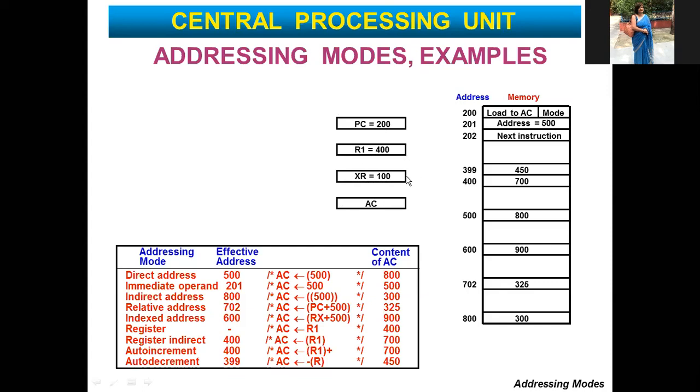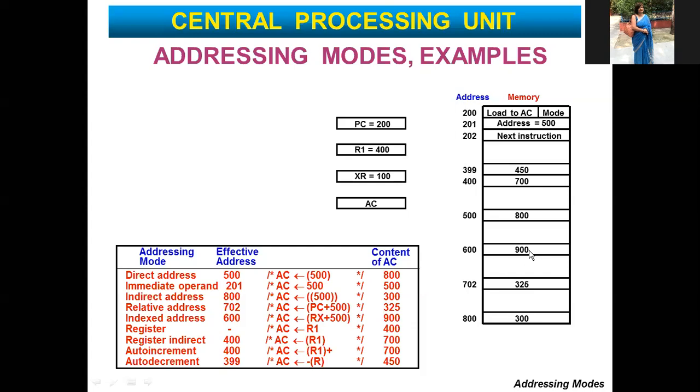500 plus 100 will become 600, and 600 will become your effective address. Throughout the memory you need to search for the value at 600 under the addresses, and here we find the value at 600. At the 600 location we can view that the value of the operand is 900. So this 900 ultimately will be loaded to AC.